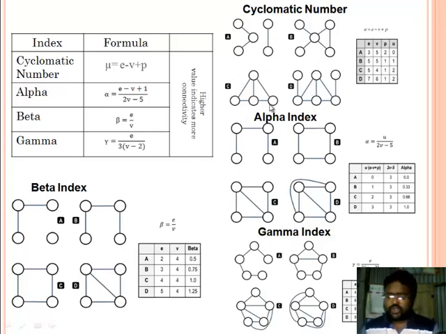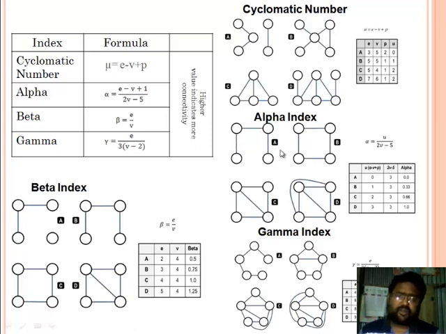So now we'll talk about another index, that is the alpha index. It is the adjusted form of the cyclomatic number which evaluates the number of cycles in a graph in comparison with the maximum number of cycles. In other words, it is the ratio of the observed number of fundamental circuits to the maximum number of possible circuits. So it may be written as E minus V plus 1 divided by 2V minus 5.